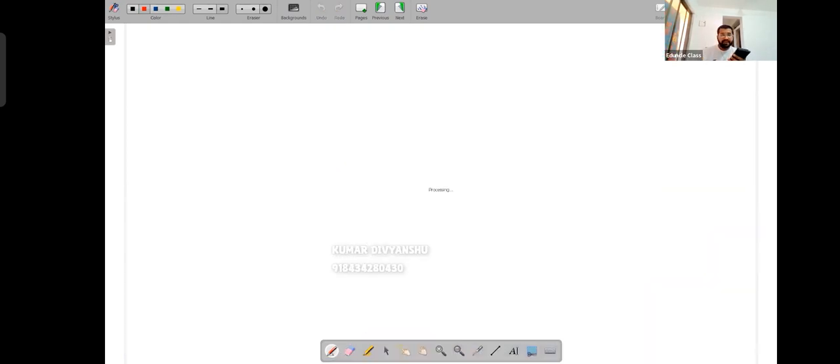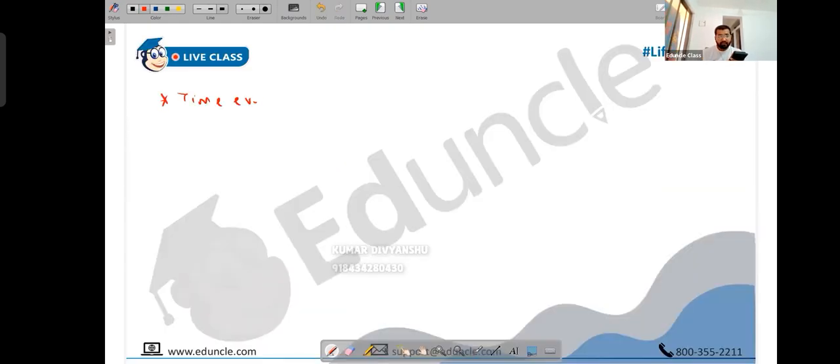Next, please be ready. Time evolution of a system. If we had enough time right now, we would have derived this. But obviously, there are certain things we can skip without affecting our flow, so I have to skip the derivation of this.